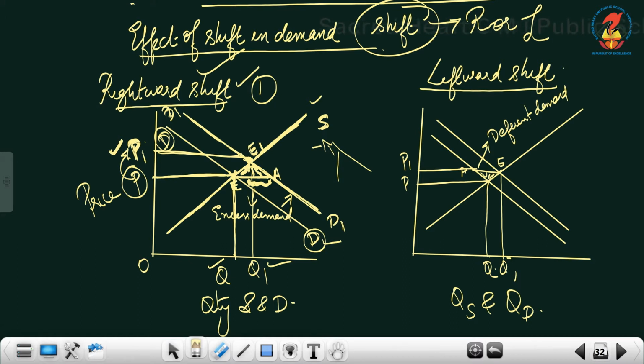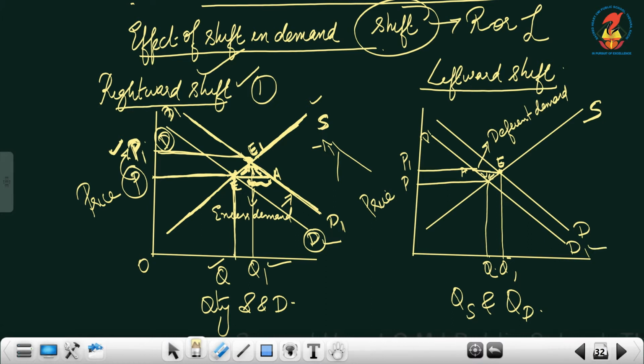Likewise, we have to explain the effect of shift in the demand curve, which is a leftward shift of the demand curve. Now, let us see how to explain that. Now, this is the existing demand curve, D, and existing supply curve is S. Initial demand curve is intersecting the supply curve at point E. Now, when the demand decreases, decrease in the demand is represented by a leftward shift. The new demand curve is D1.